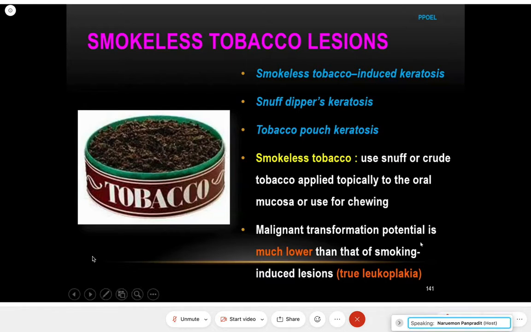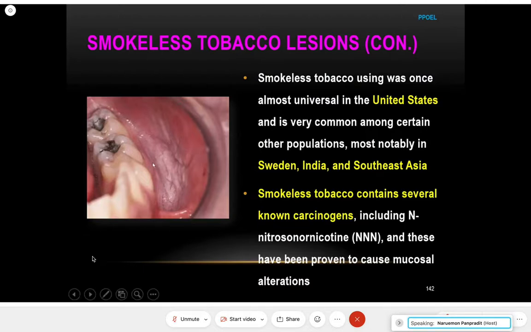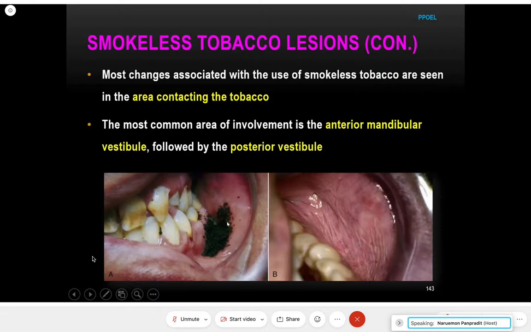Then the patient will put this in the mucosa, on the sulcus area, the area that they like. When the smokeless tobacco contacts the mucosa, it causes chemical irritation, so it changes to a white color with a smooth or rough surface, but it cannot be wiped off. It looks similar to a chemical burn, but a chemical burn can be peeled off, while this cannot be peeled off. Most of them are not painful. This is an example: they put in smokeless tobacco, and after removal it shows a wrinkled white-dark area that cannot be wiped off.